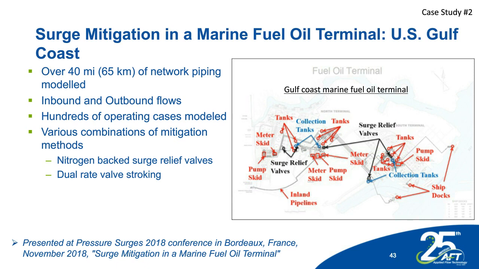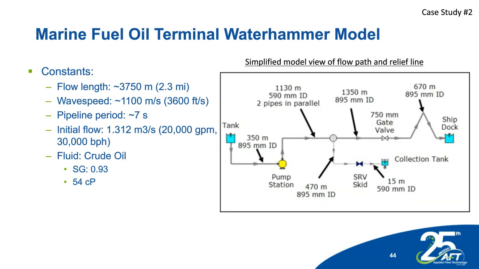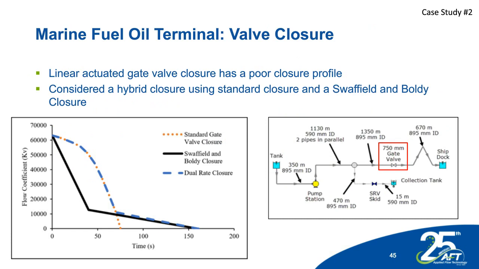Well, this particular case study focuses on one. But in all of the simulation, there was 40 miles or 65 kilometers of network piping. This is a very simplified one on slide 44 of one of the ones that was modeled. It was a 2.3-mile long pipe, 3,700 meters, going from a tank out to a ship dock on the right. And then there was a gate valve that is shown right here in red that was closed over a time period of anywhere from 70 to 160 seconds.